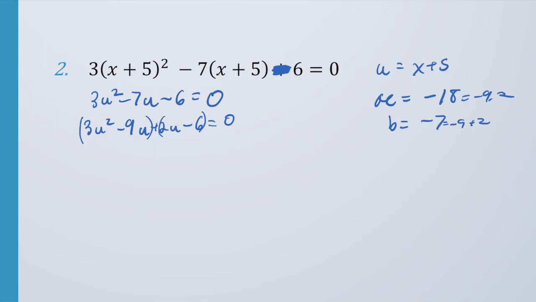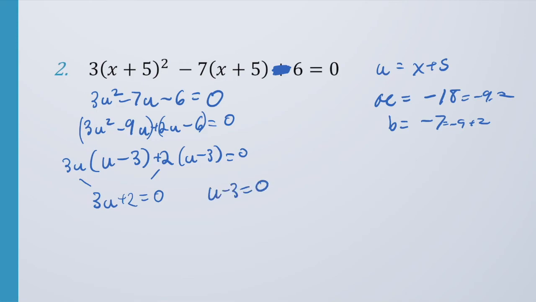The greatest common factor of 3u squared and negative 9u is 3u. So that leaves me with u minus 3. The greatest common factor of 2u and negative 6 is a positive 2. And then I collect the greatest common factor. So I have 3u plus 2 is 0, and u minus 3 equals 0. So now I'm going to go ahead and solve for u. I have u is 3, and u is negative 2 divided by 3, negative 2/3.